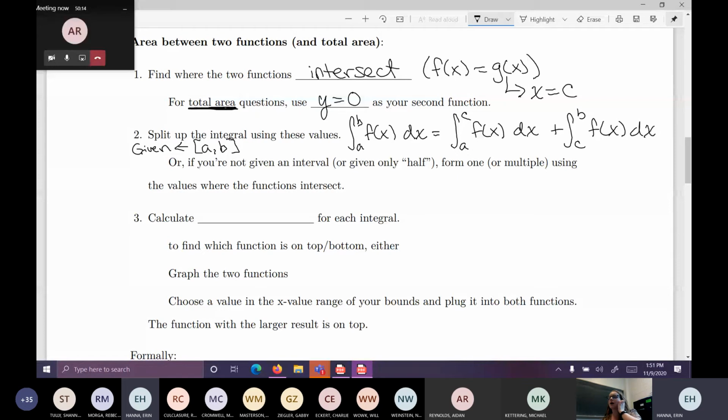So essentially we have to split it up. Now, if you're not given an interval, and again, we're writing out the full process right now, so a lot of this is like, whoa, what do you mean? We'll do a few examples. We might not get to it until Wednesday, but we'll be doing some examples in a couple minutes.